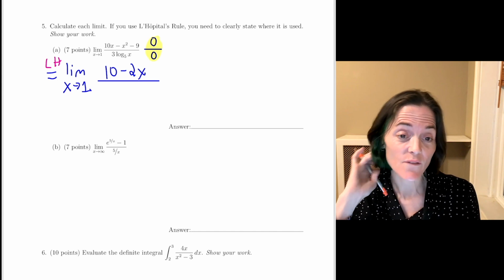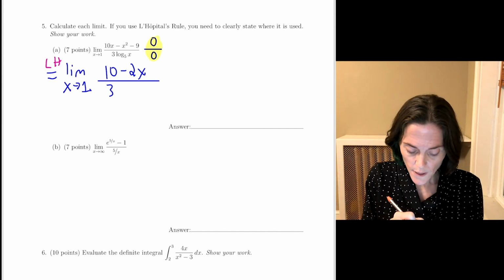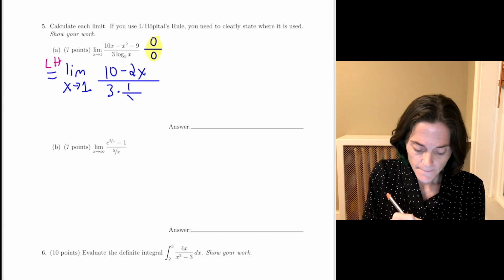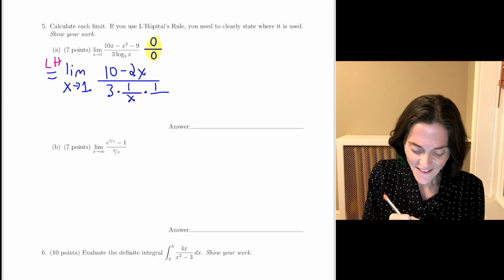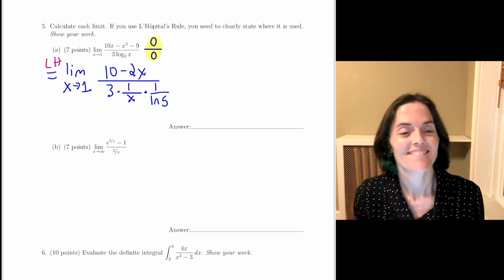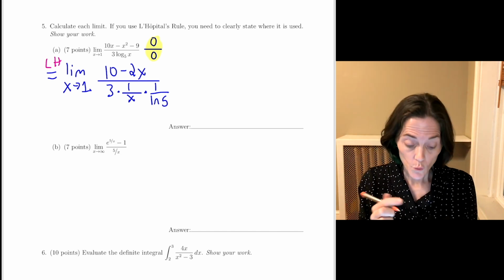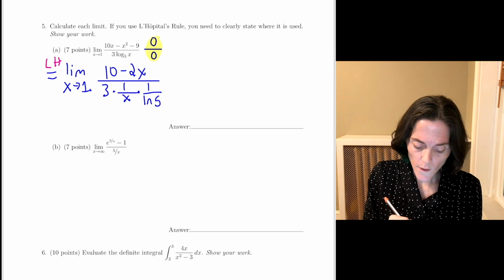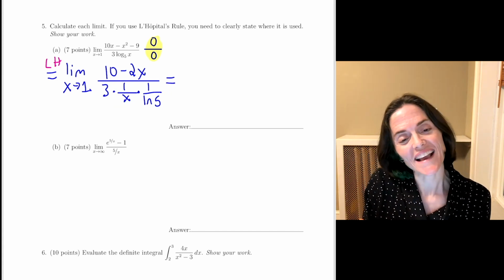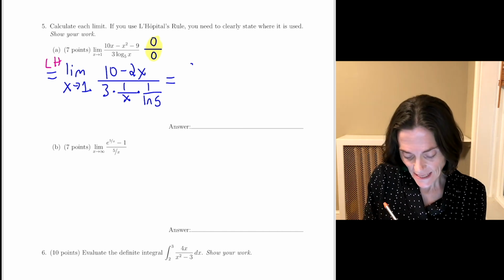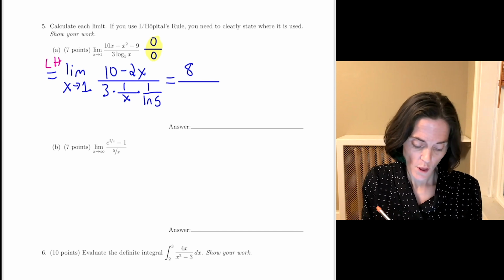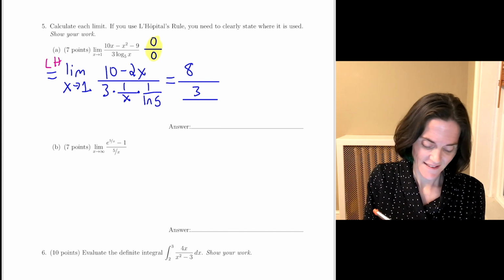This is a log base 5. So I have 3. I have 1 over x times 1 over ln 5. Now, reevaluate the limit. Let's see what happens. Okay, as x approaches 1, what do I get here? Well, the numerator, I get 10 minus 2, which is 8. The denominator, I have 3 divided by ln 5.